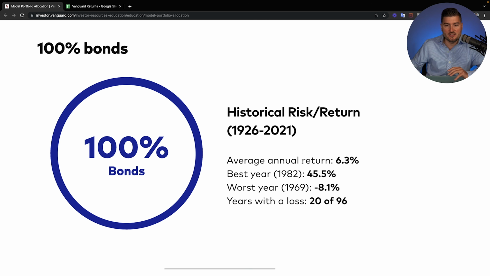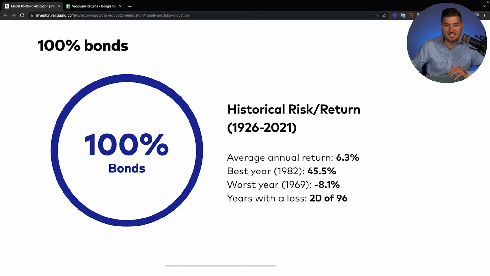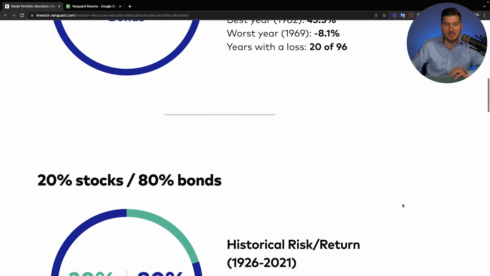So 100% bonds, you're getting an average annual return of 6.3%. The best year was 1982. It was 45.5%. The worst year was 1969. It was negative 8.1%. And out of 96 years of tracking this, there were 20 with a loss.